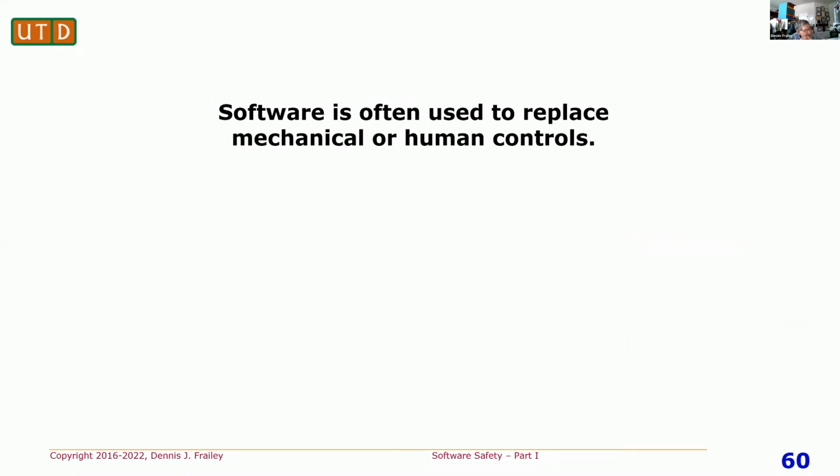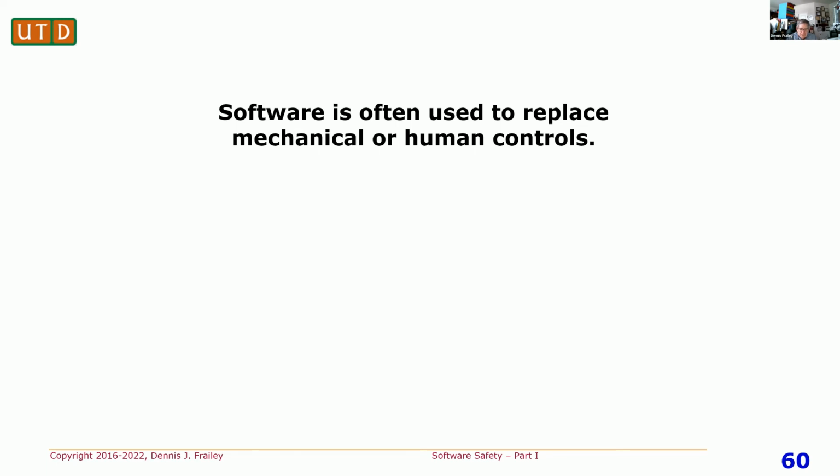Software is often used to replace mechanical or human controls in many products today. So the amount of times that the software is responsible for the hazard or the mishap has been getting larger and larger over time. It's kind of interesting.